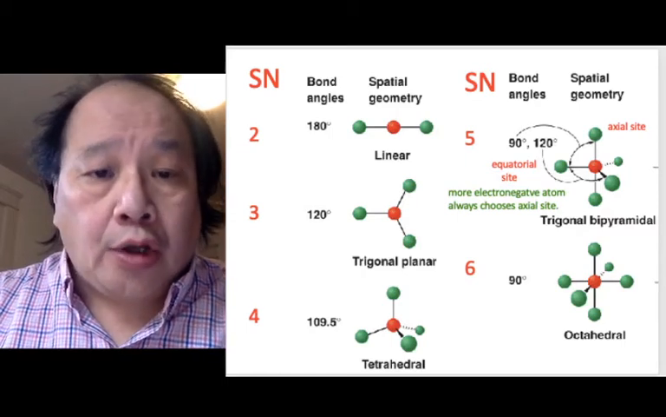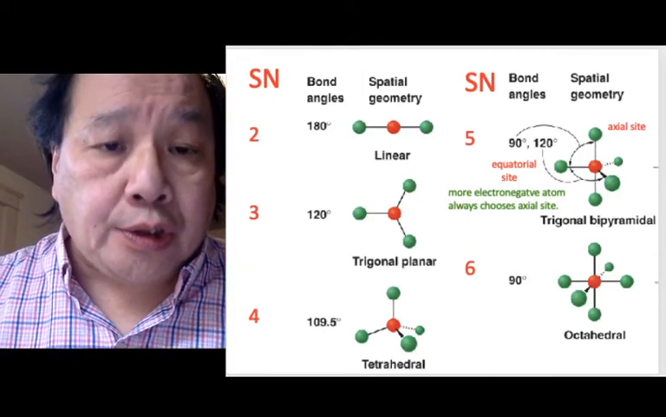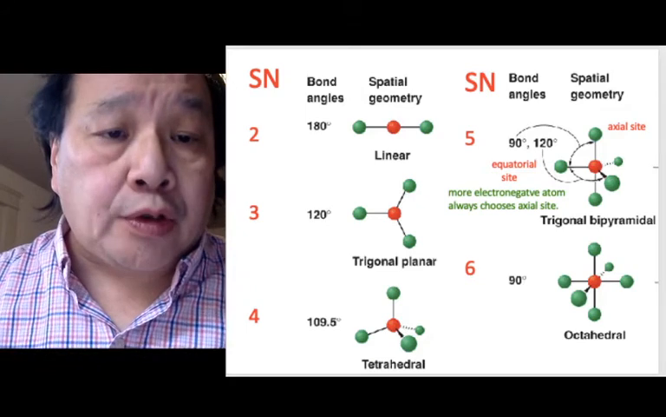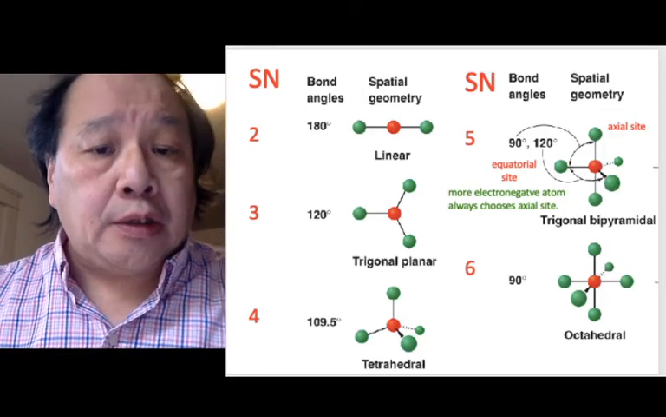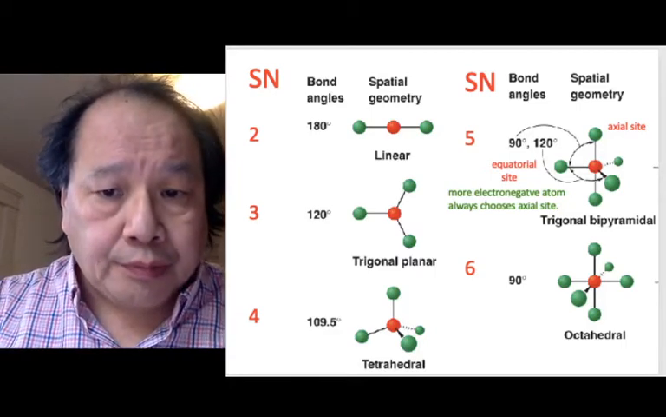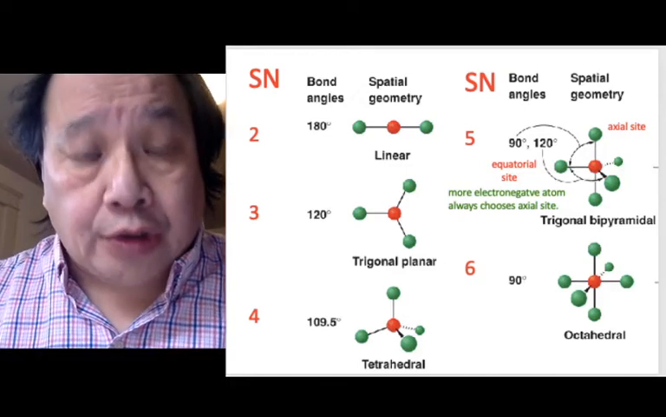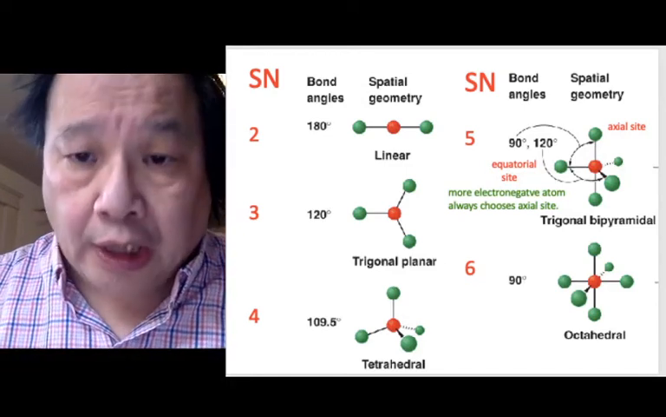Last time we saw the parent shapes. The parent shapes are steric number 2 linear, steric number 3 trigonal planar, steric number 4 tetrahedral, 5 trigonal bipyramidal, and 6 octahedral. And these parent shapes generate the other shapes of VSEPR shown on the next slide.